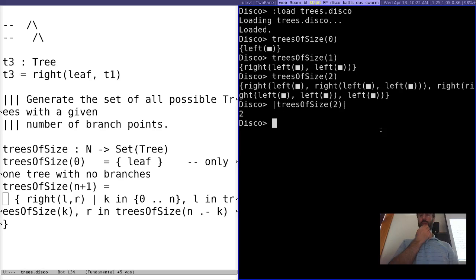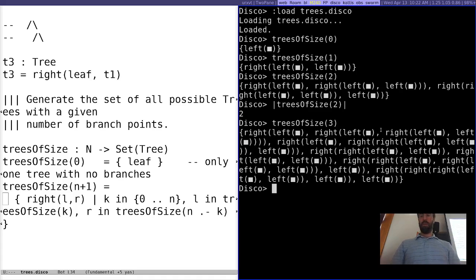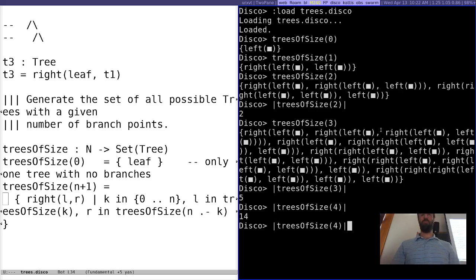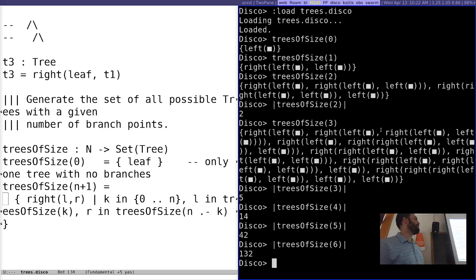But the more interesting thing is I can see how big these sets are. I could ask for 3. I can't read that, but if I ask for the size, hopefully it should be 5, because that's what we drew, all of them, and convinced ourselves of. So indeed, it's 5. What about 4? It turns out there's 14. Size 5? It turns out there's 42. Let's see. I'll do 6 and I'll talk about it while it's working. It's going to take a while, but it wasn't that long. 132.